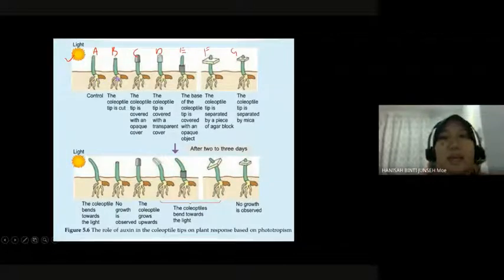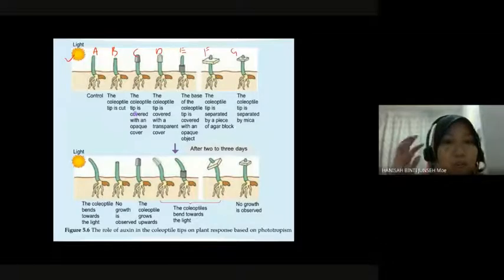Okay, and then they manipulate the situation. For seed A, control, meaning they didn't do anything with the seeds. Seed B, they cut the tip of the coleoptile. C, they covered the tip of the coleoptile with opaque cover. What is opaque cover? Opaque means it is not transparent, where the light cannot get through. Okay, cahaya tidak boleh tembus. And D, the coleoptile is covered, but this time with a transparent cover.